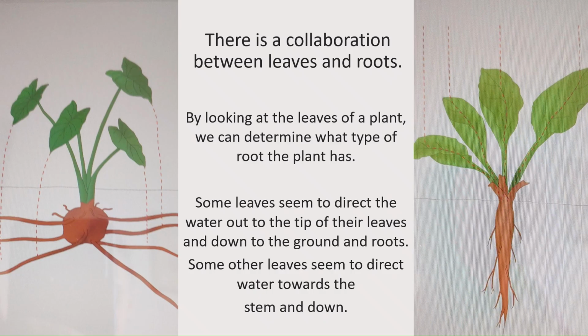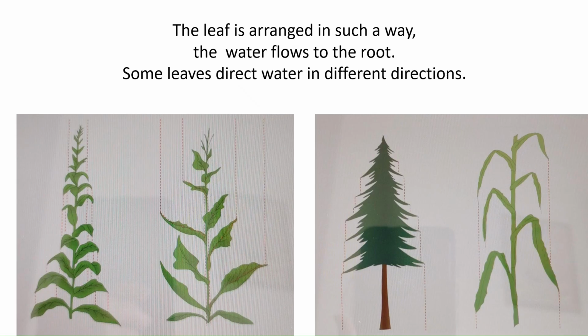There is a collaboration between leaves and roots. By looking at the leaves of a plant, we can determine what type of root the plant has. Some leaves seem to direct the water out to the tip of their leaves and down to the ground and roots. Some other leaves seem to direct them towards the stem and down. The leaf is arranged in such a way the water flows to the root. Some leaves direct water in different directions.